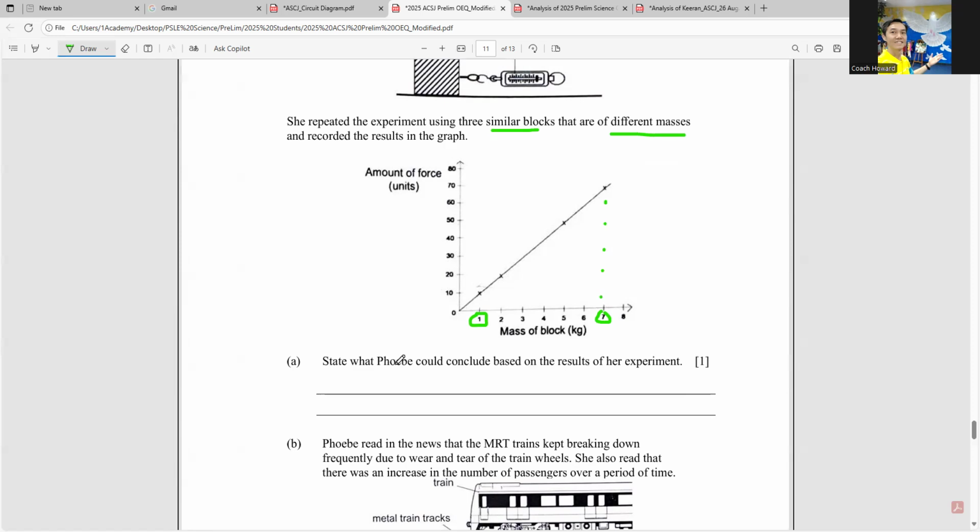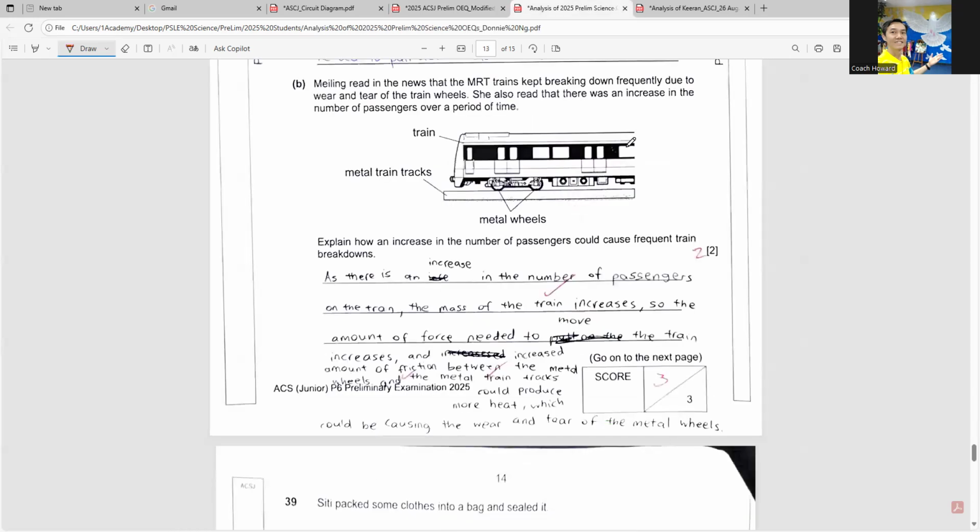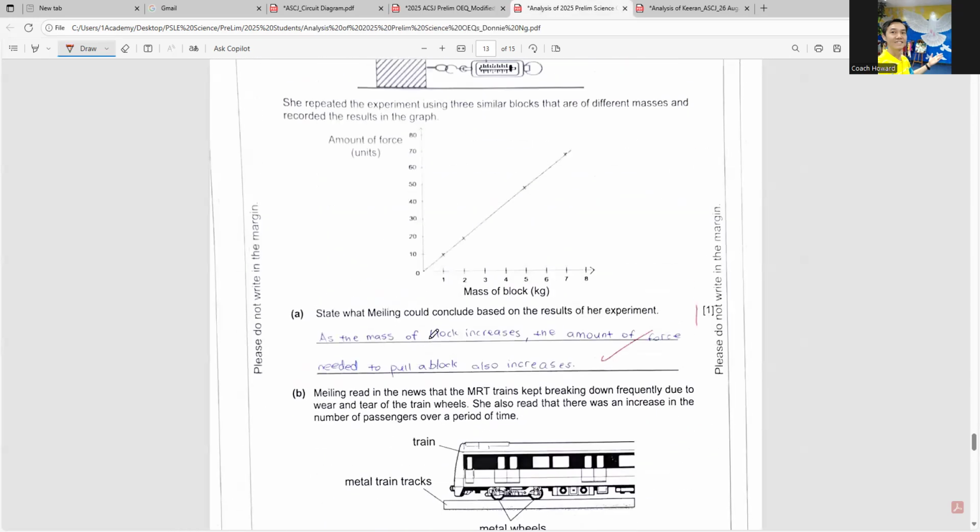State what Phoebe could conclude based on the result. Let us see the answer for this student. As the mass of the block increases, the amount of force needed to pull the block also increases. You should be able to secure the 1 mark, quite direct.